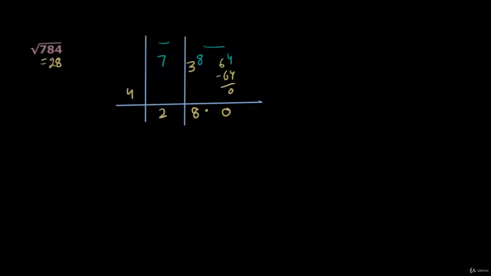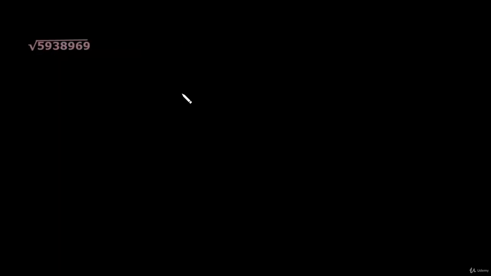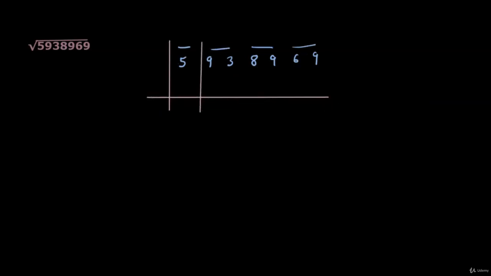Let's do one more problem. Now there are 4 groups. Now the perfect square number below 5 is 4 and its square root is 2 and double of 2 is 4. 4 is the divisor for this calculation. Now if we subtract 4 from 5, we get 1, and we place this 1 before the next dividend number. So 19 is the next dividend number.